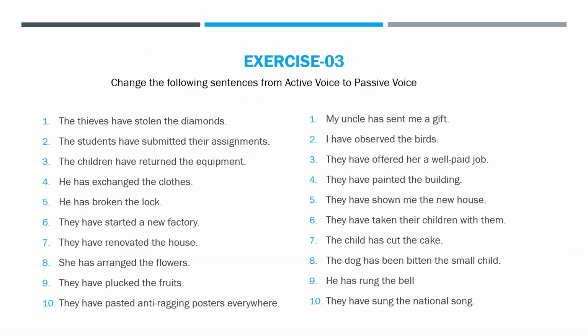Now let's check the exercise. So you have to transform all these sentences. They are given in the active voice. You have to transform them to the passive voice. The thieves have stolen the diamonds. So have stolen, which is your subject? The thieves, plural. So that is why you have stolen, and the object is the diamonds. Even when you transform it, the diamonds, because plural, again you will use have been stolen by the thieves.